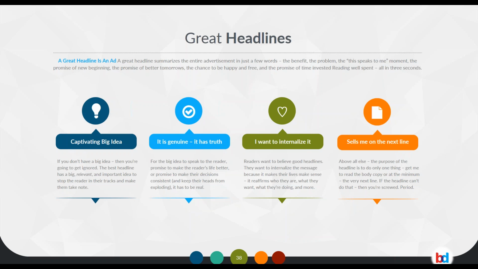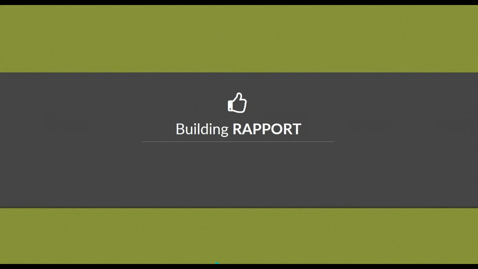So don't hide the surprise in the headline. I need to hear the benefit, the aha moment, the thing that's going to shock me right up front. Otherwise, you're wasting my time. So presuming you get them to read the headline, presuming you get them to read the rest of the ad, everything that comes after that is about building rapport.